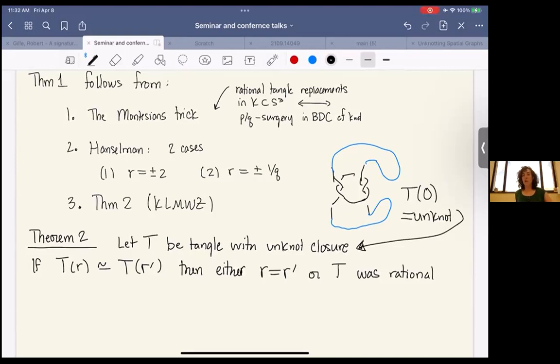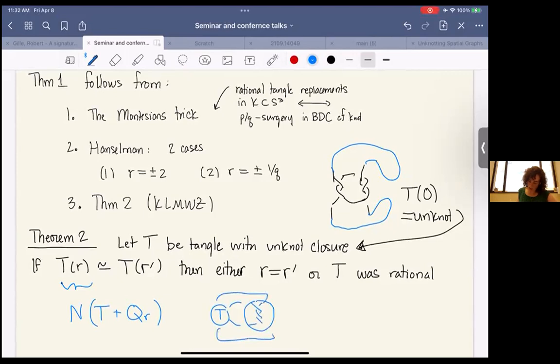Sometimes you might say rational closure, but what you really mean is rational filling. So this notation here, T_R, means that I'm taking a tangle, pairing it horizontally with a rational tangle of slope R, and then I'm taking the numerator closure of that. So some sort of rational tangle, like 1/3 or 0 or infinity or something more complicated. And that's T_R. Okay, so that's the statement.